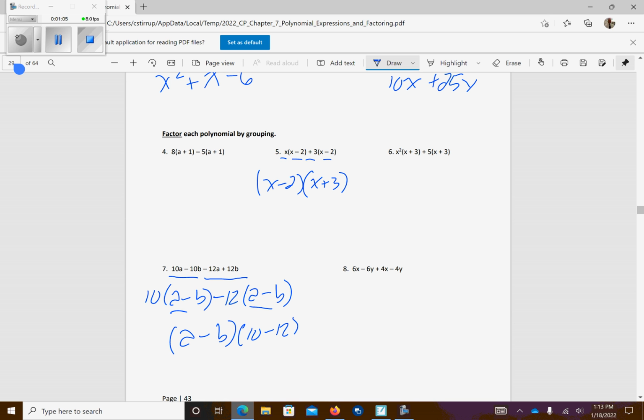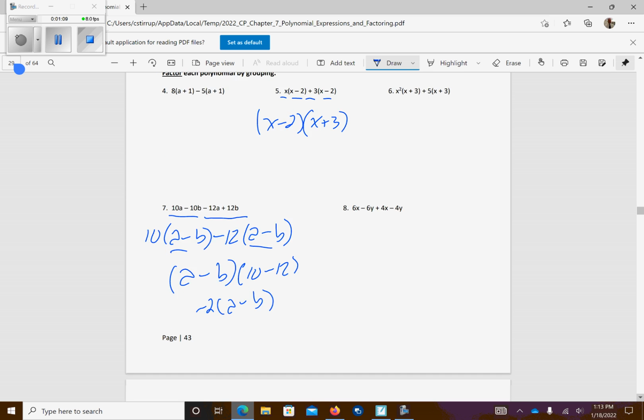You could leave it like that. You could probably change it to this, though, if you wanted to. Check with your teacher, make sure.